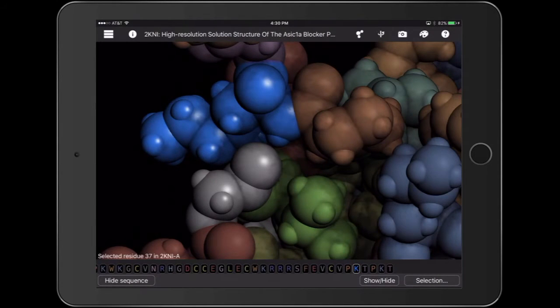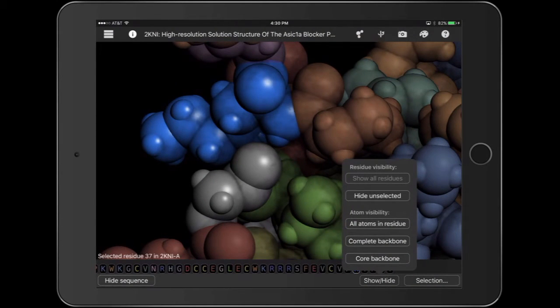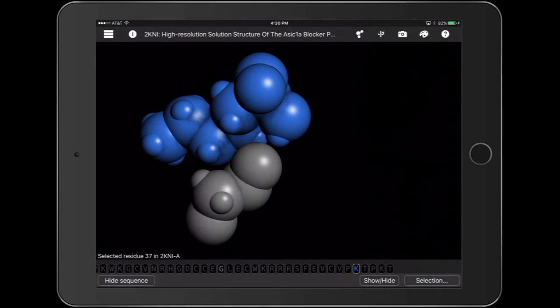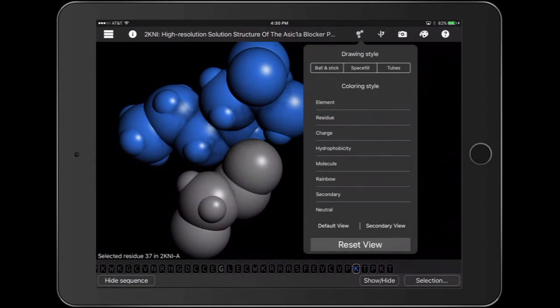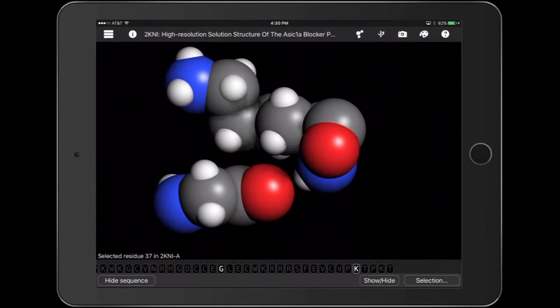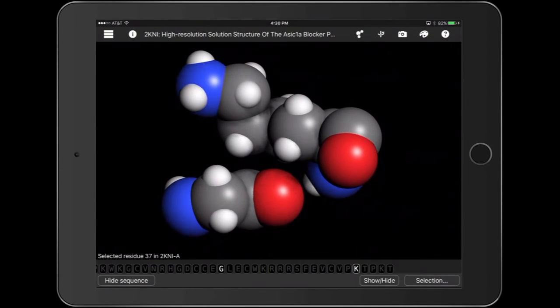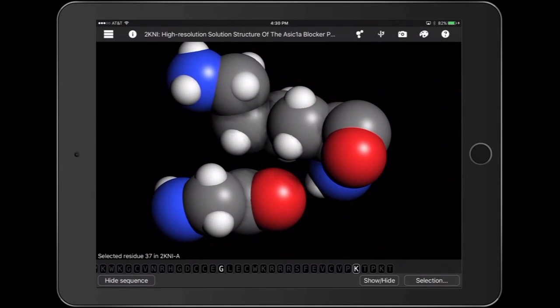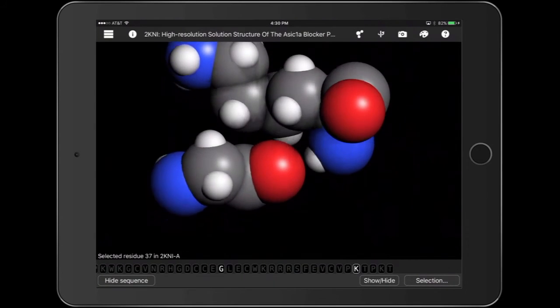Okay, now that I've found the lysine, I'm going to hide everything else. I'm going to change the coloring style back to element, and I'm going to turn this so I get a little bit better view of the bond. So you see that hydrogen right there between the oxygen and nitrogen.